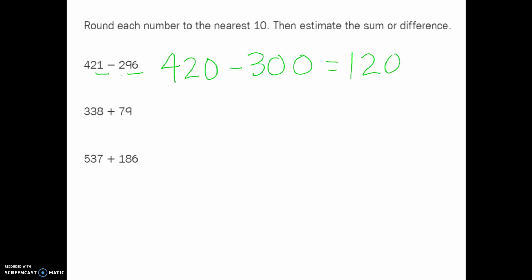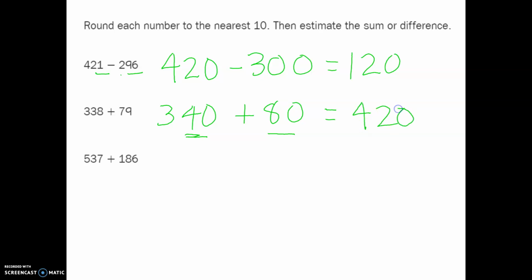I've got 338, which is going to round to 340. I'm going to add 79, but I'm going to round that to the nearest 10. So that's going to be 80. Okay. Well, I'm still working on this mentally. So if I've got 40 and 80, that's 4 tens and 8 tens. That's 12 tens. And I know that 10 tens is another 100. So that's going to leave me with 2 tens left over. And my answer is going to be 420.